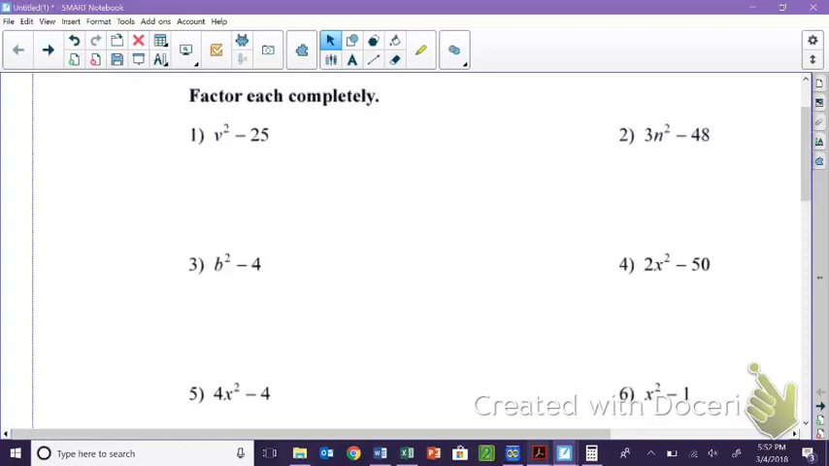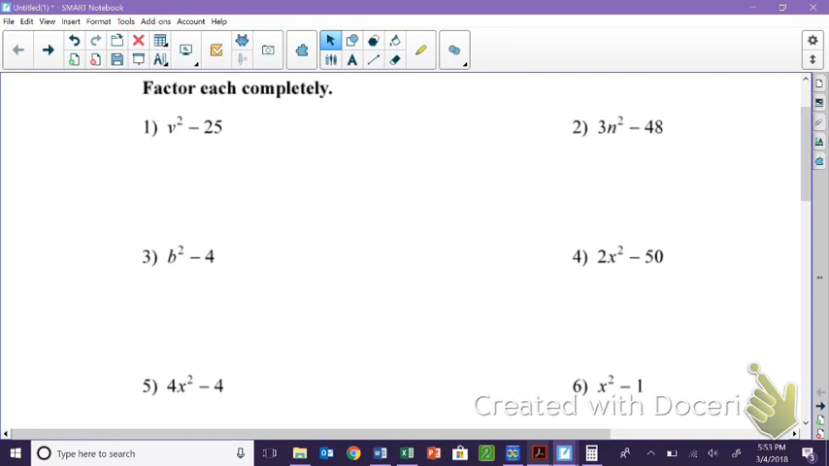Hello, I am finally doing the video on how to do the difference of squares and factoring, and solving rational equations. So we're going to go ahead and just get started so we can go through this.